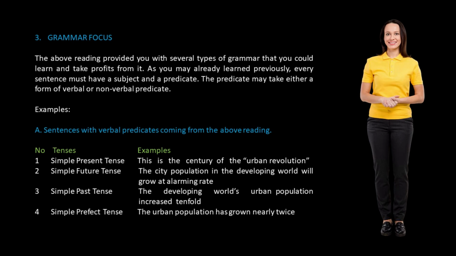1. Simple present tense. For example, this is the century of the urban revolution. 2. Simple future tense. For example, the city population in the developing world will grow at alarming rate. 3. Simple past tense. For example, the developing world's urban population increased tenfold. 4. Simple perfect tense. For example, the urban population has grown nearly twice.